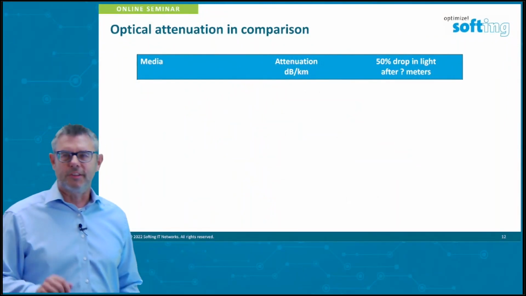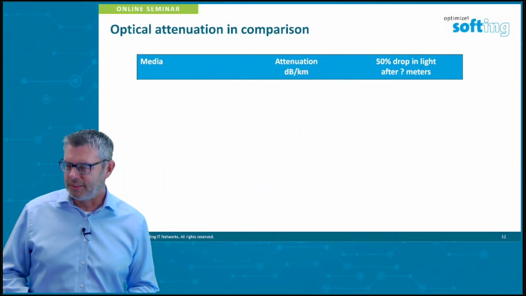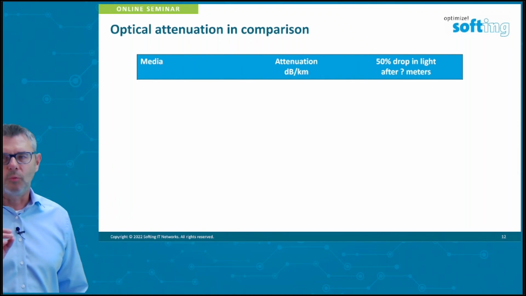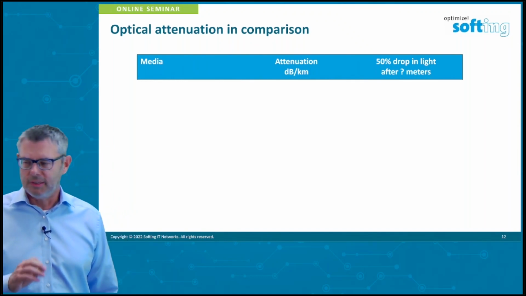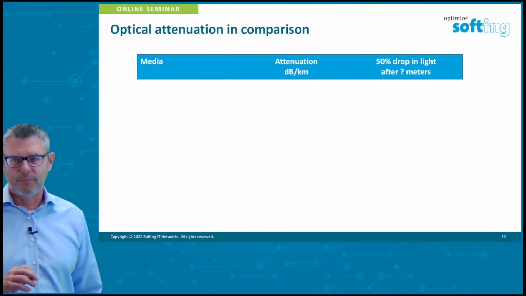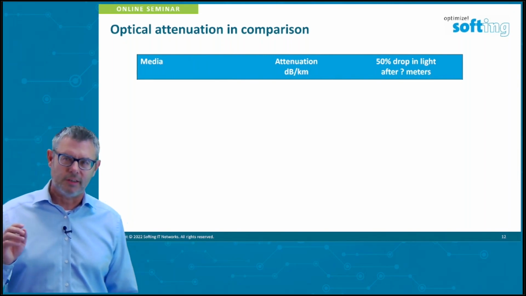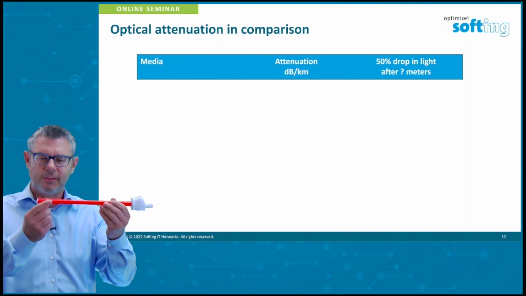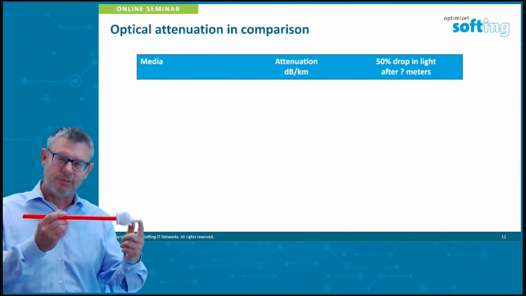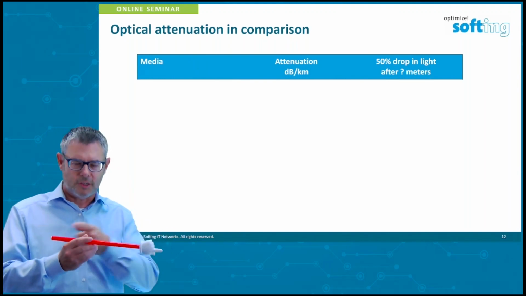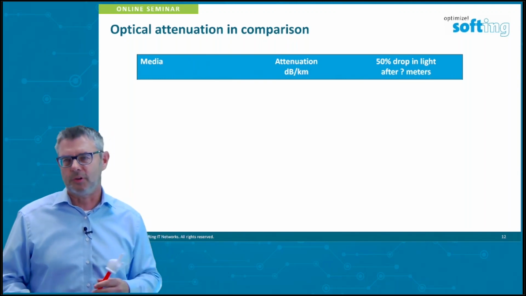So here's an interesting table a colleague compiled. One very important feature to select the proper media to transport light is the optical attenuation. Optical attenuation means I have my transmission media here and I put some amount of light in, and I expect to get some amount of light out of here. And the loss in between, the attenuation, is a very important factor.